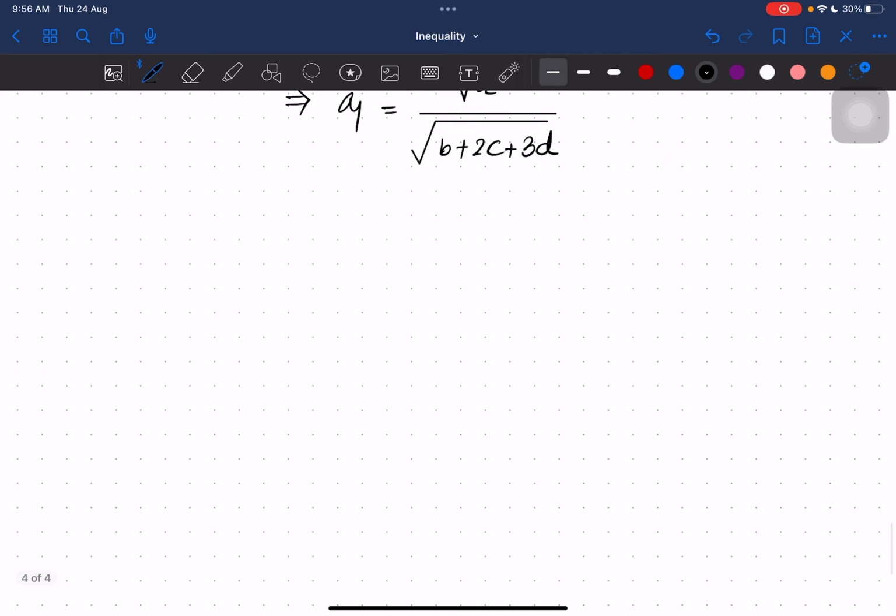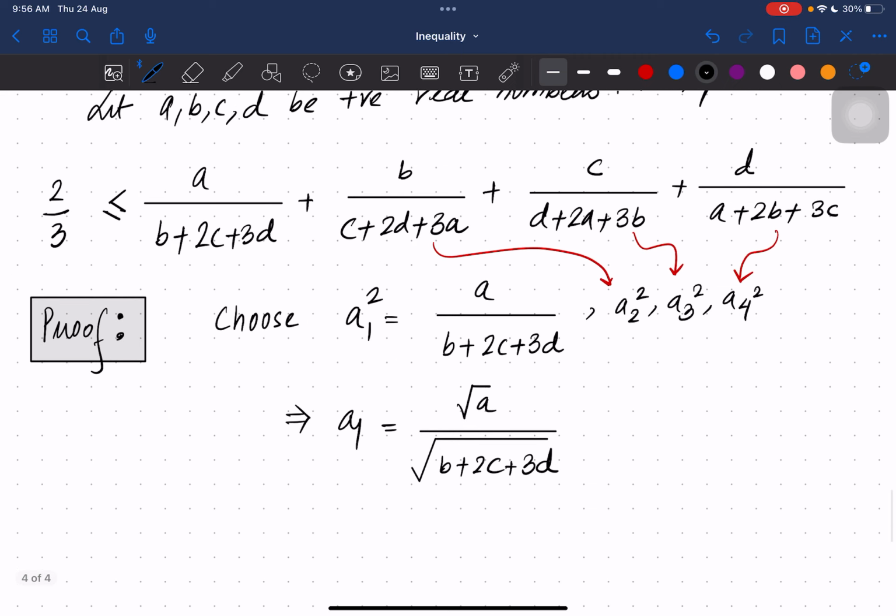Now what should I choose for b1, such that if I take the product a1 b1, the denominator gets cancelled? At least I want B plus 2C plus 3D, so that when I do the product, this gets cancelled. But a1 b1 is not squared, it is just the product in the summation of a_i b_i. So to adjust that, I have to multiply with root A also, so that I get A. Now this is my a1 and b1.